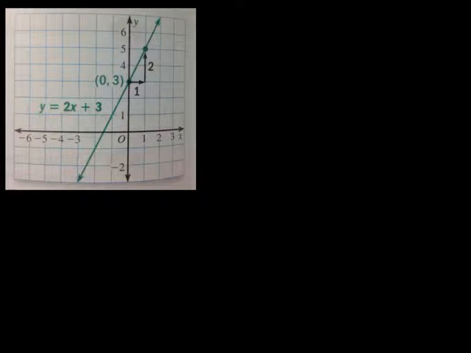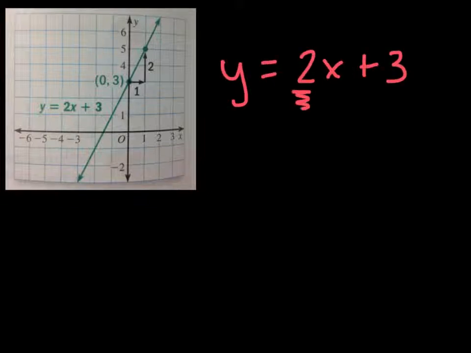Notice that the slope is equal to the coefficient of x in the equation y equals 2x plus 3. This is our slope. Also notice that the y-intercept is equal to the constant term in the equation. These results are always true for an equation written in slope-intercept form.